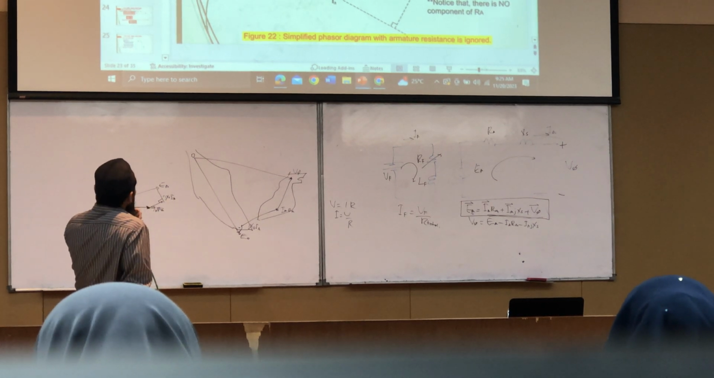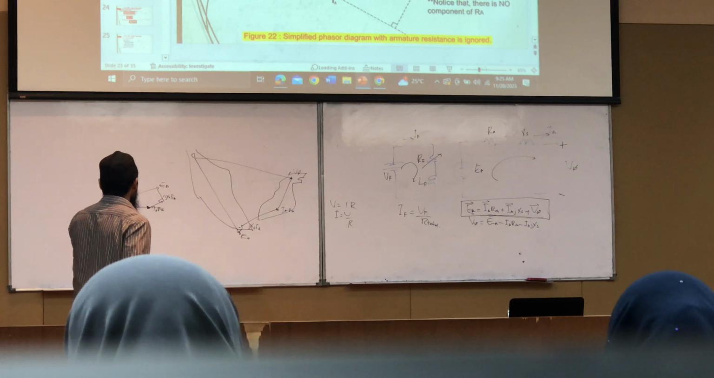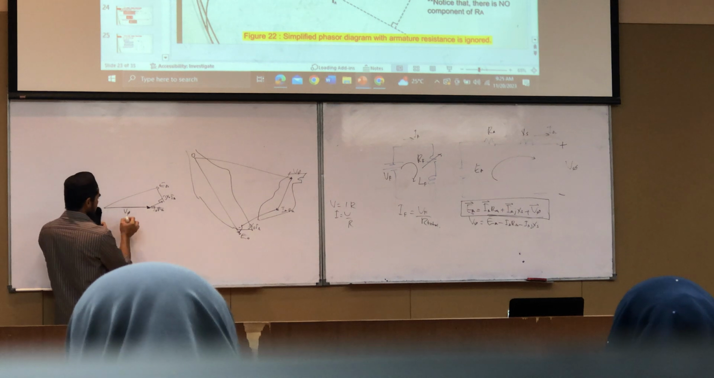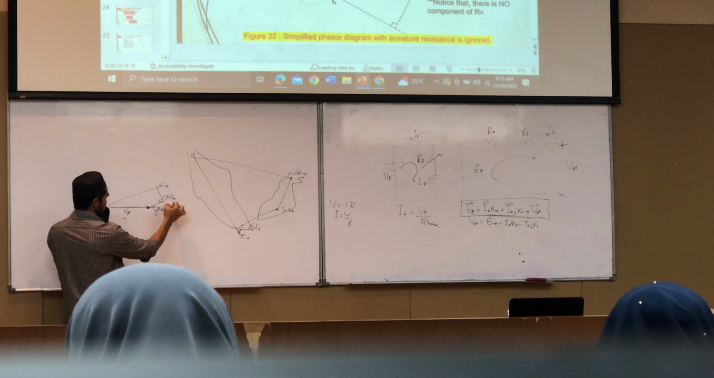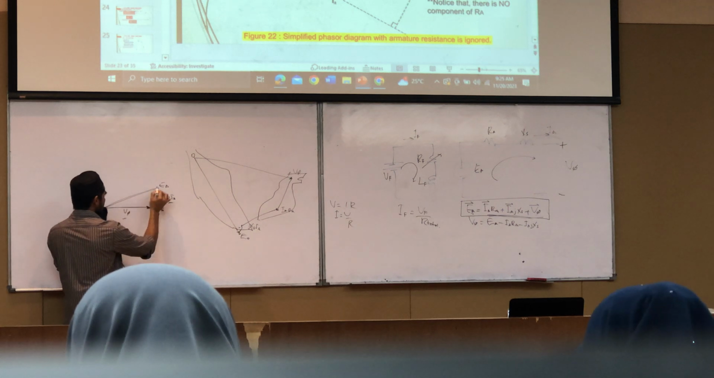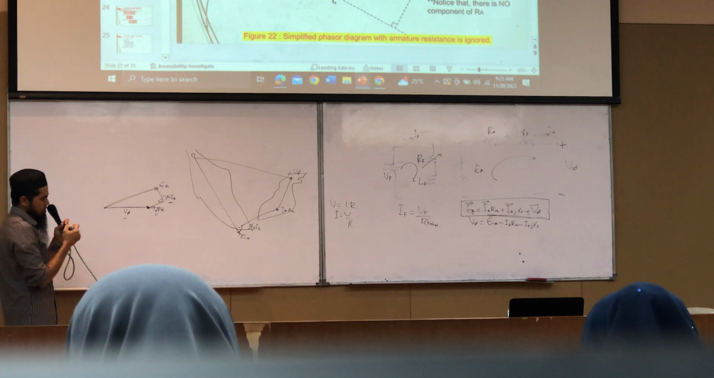Alright. So 90 degree. So komponen tadi ni kan 3 komponen kan. V phase, IARA dengan JXIA ni ada 3 komponen yang membentuk summary of your EA. Okay.